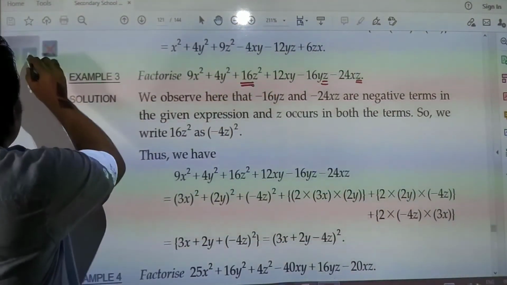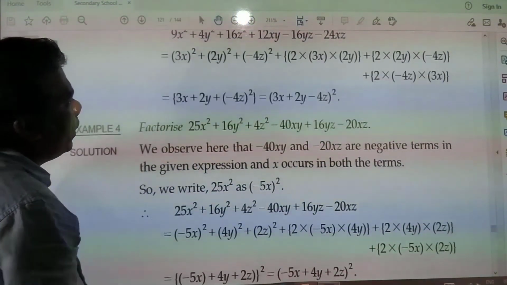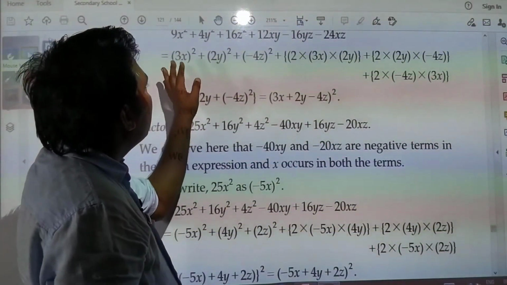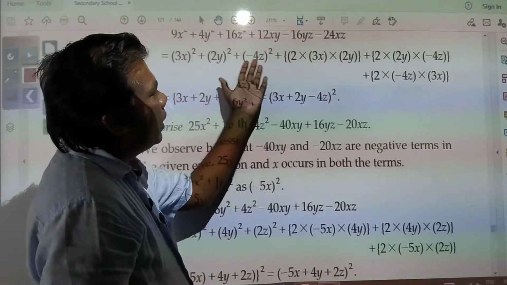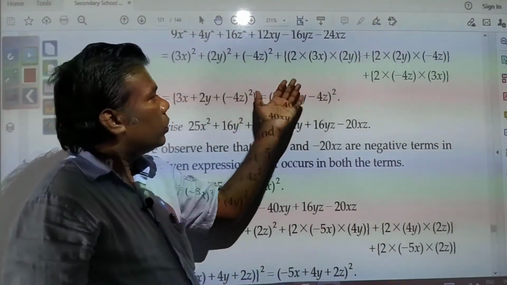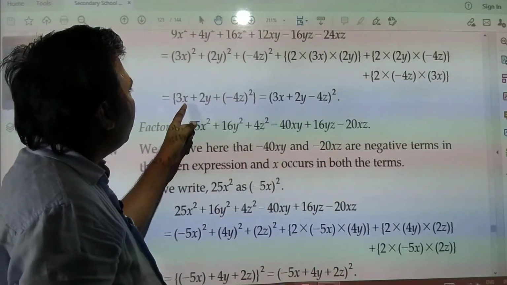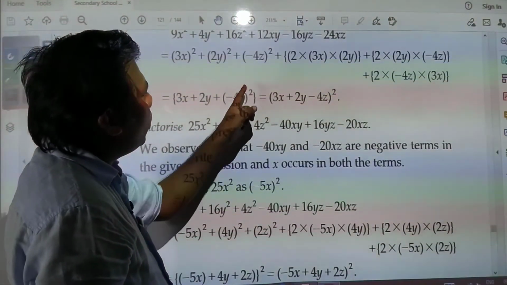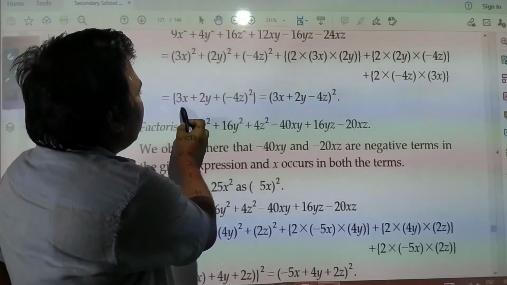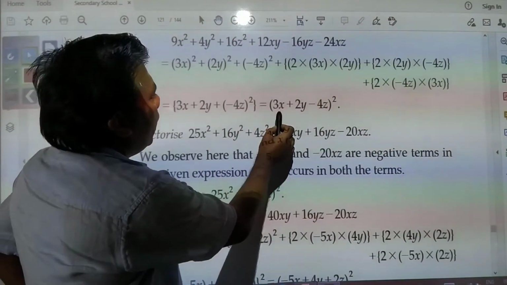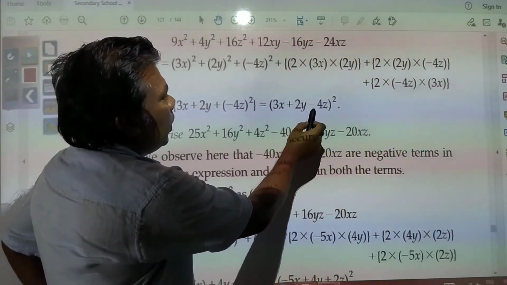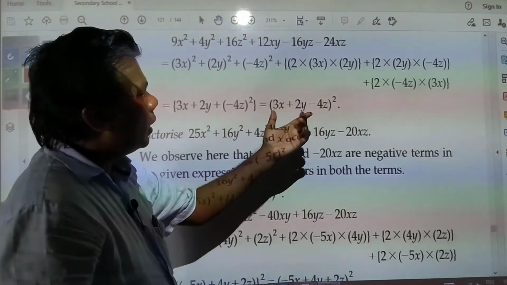So finally here you see we have got, if you have written in this formula, this also can be written as (x + y + z) whole square. So finally it has been written in this way, and you have got (3x − 2y − 4z) whole square, and this will be your answer.